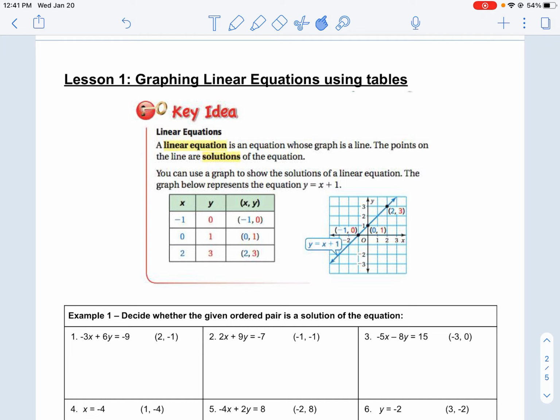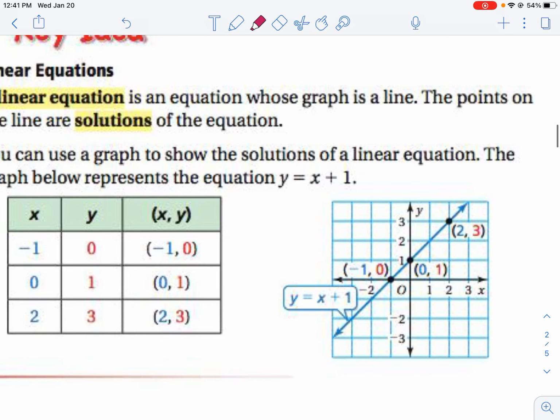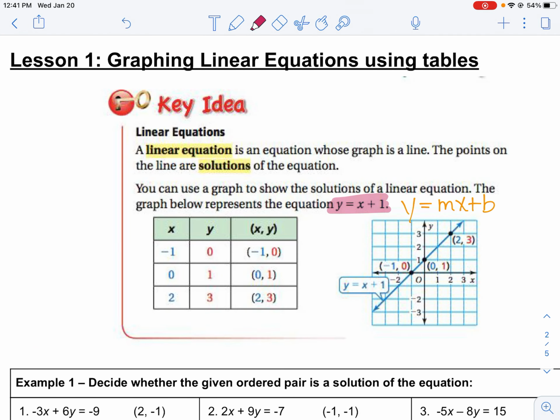The points are solutions of the equation. You can use a graph to show the solutions of a linear equation, like the graph represented below with y equals x plus 1. And if you notice, this right here is in the format y equals mx plus b. And then you can see right here, you have your ordered pairs as well as your linear equation.